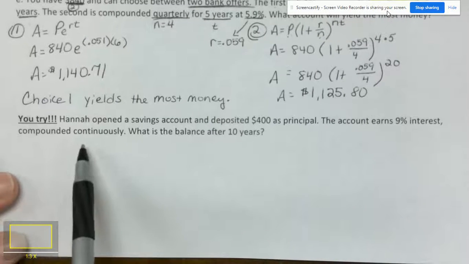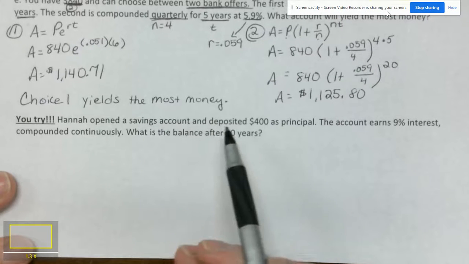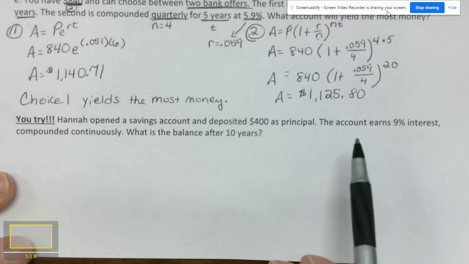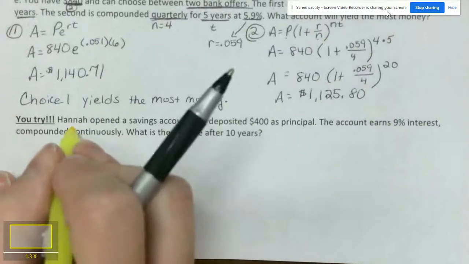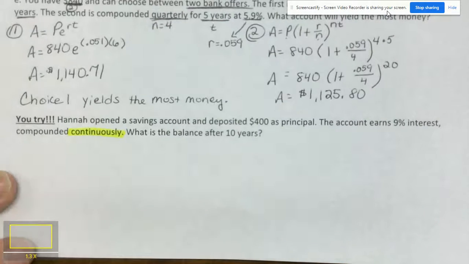Okay, Hannah opened a savings account and deposited $400 as principal. The account earns 9% interest compounded continuously. Hopefully you picked up on that word, continuously. What is the balance after 10 years?